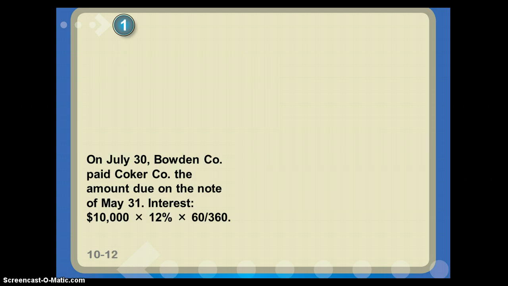On July 30th, Bowden Company actually paid Coker Company the amount due on the note plus the interest. It gave you the formula of interest: principal times rate times time, 60 days over 360 days. Remember, in finance, we may use 360 days to simplify calculations.